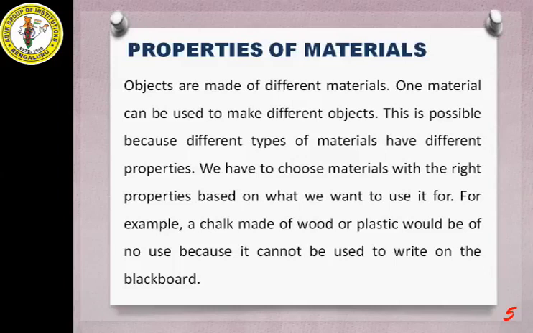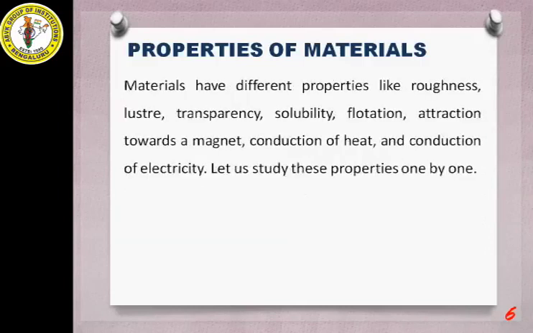For example, a chalk made of wood or plastic would be of no use because it cannot be used to write on a blackboard. Yes or no? Chalk is a material. If you want to write, you need to use chalk itself. You cannot make a chalk piece from wood and write with it. No, it won't be possible. Understood? So this is an example.